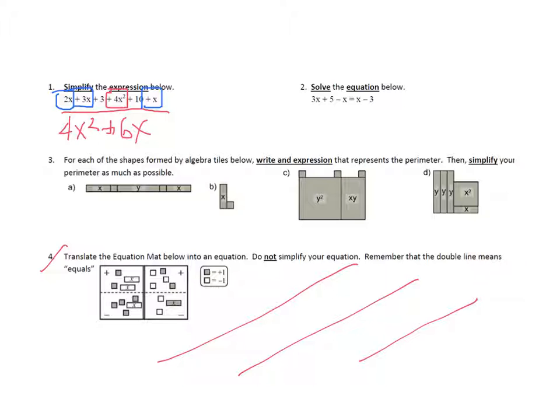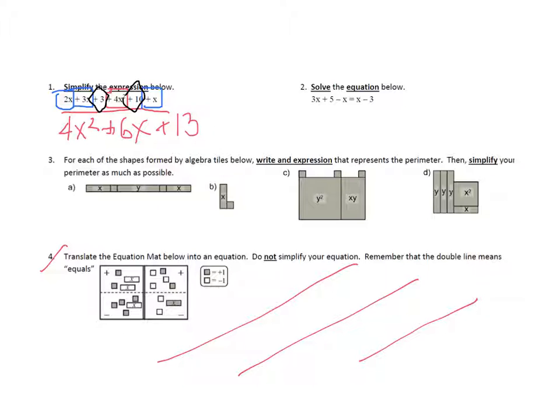Then I have 3 and 10. You can see 3 right here, and 10 right over here. And remember that it's the sign in front of the number that's important. That tells us whether it's positive or negative. So it's a, excuse me, positive 3 and a positive 10. So it's plus 13.